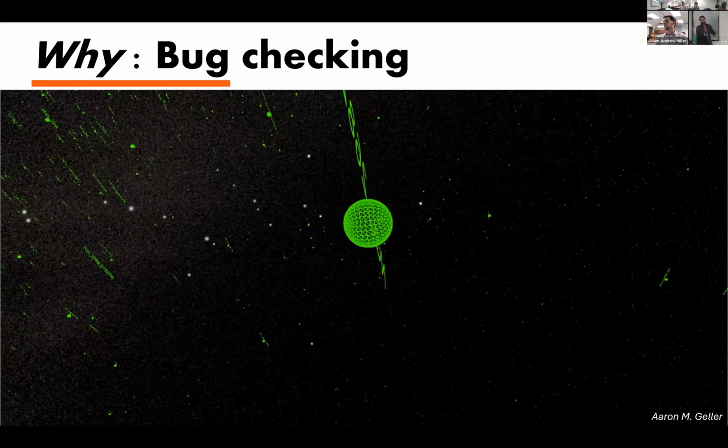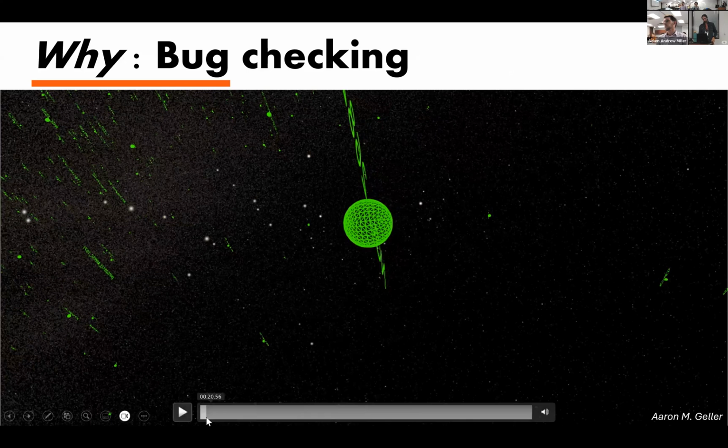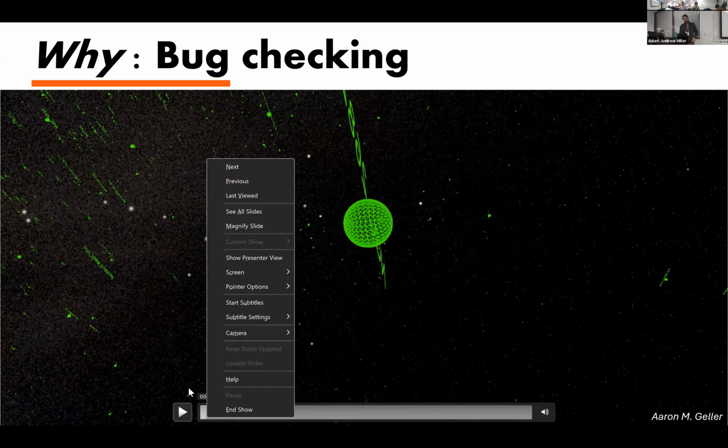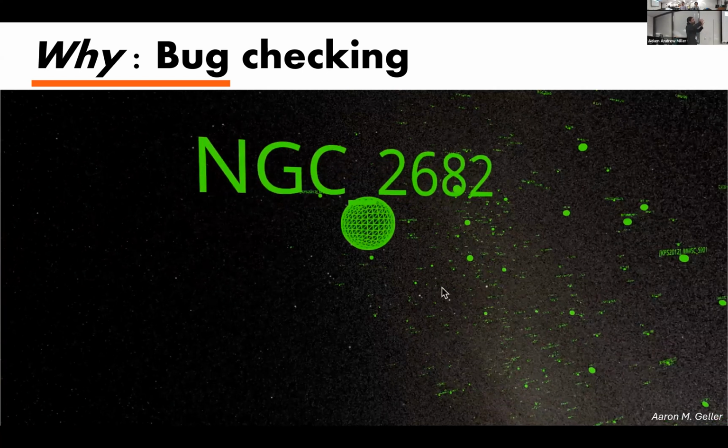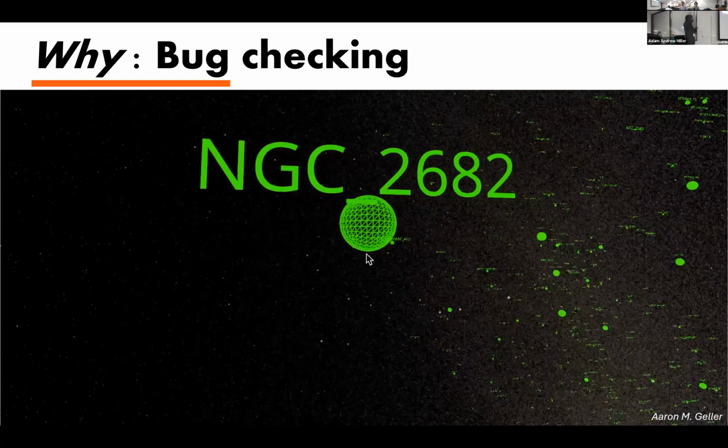So each one of these circles was an open cluster here. And let me show you this one more time. This was one of my favorite ones, M67. And that green region is the size that you expect the cluster to be.